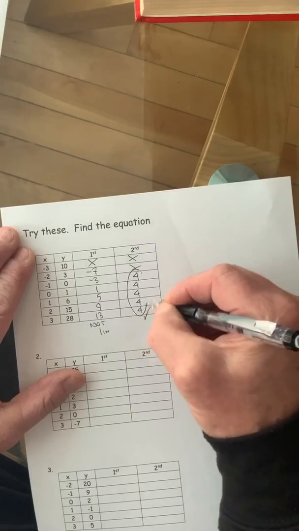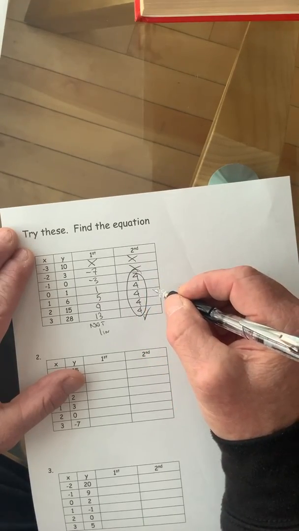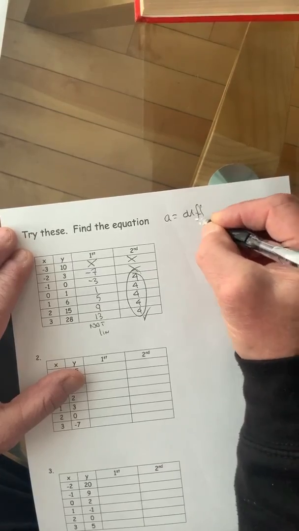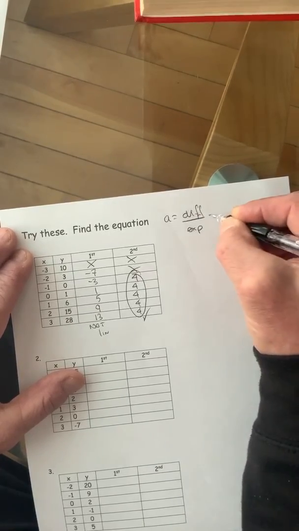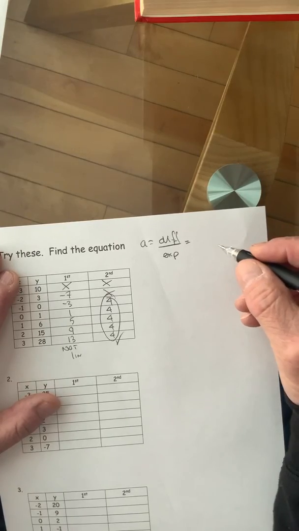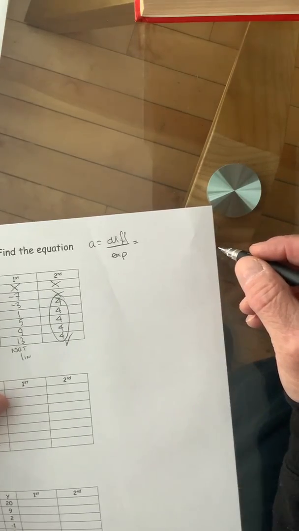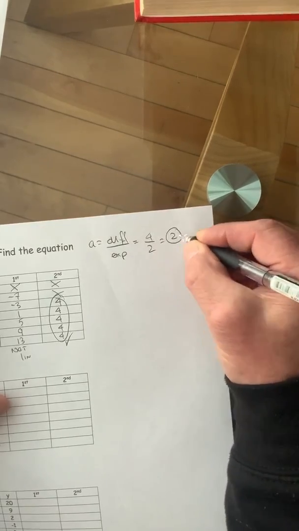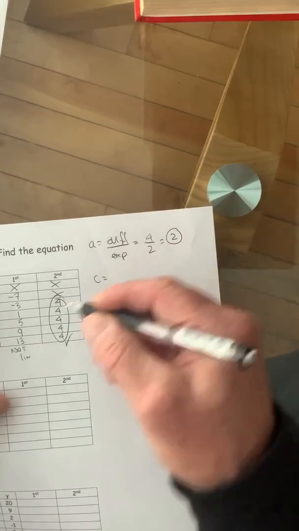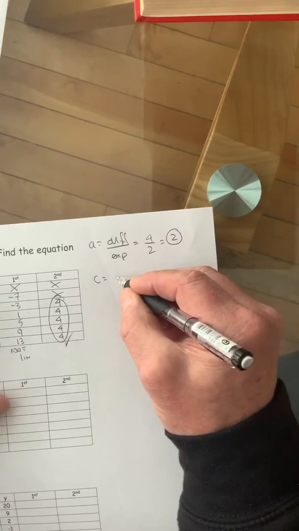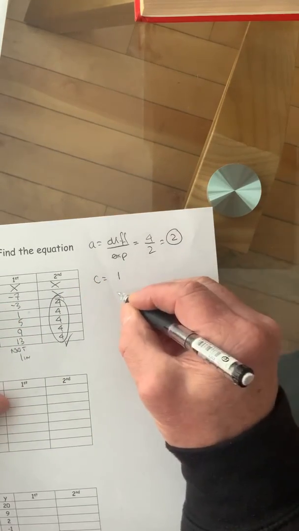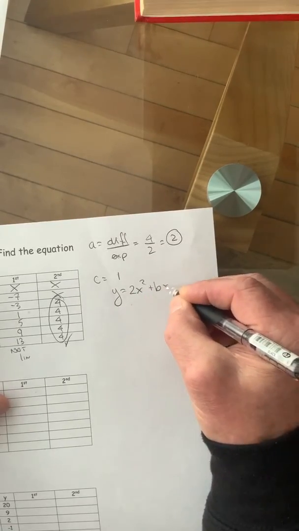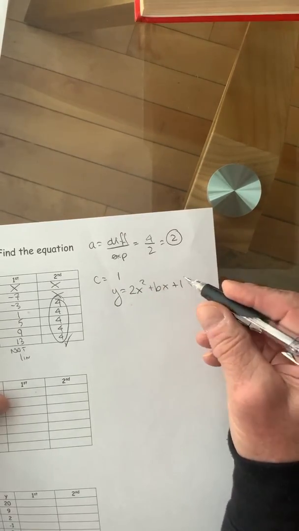Now, the common difference is 4. That means a is the difference divided by the exponent. Now, you will find next year that this is not completely correct, but it's good enough. 4 divided by 2 is 2. C often is given. In this case, C is 1. We now have y equals 2x squared plus bx plus 1.